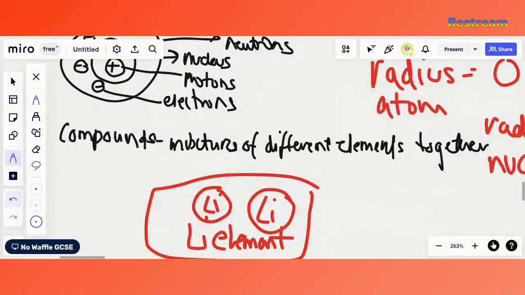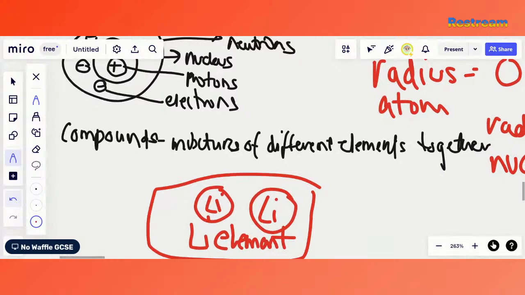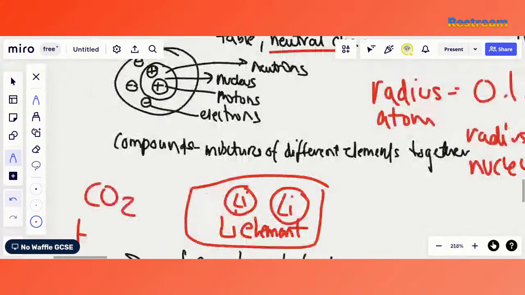So a compound which is formed from a metal and a non-metal consists of ions. The metal loses electrons, the non-metal gains electrons. So what happens is there is a balance of electrons, but we'll look into that in more detail later. But examples of compounds: CO2, H2O, two common examples.